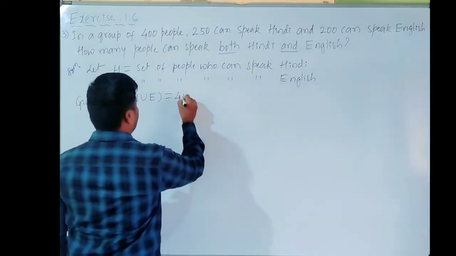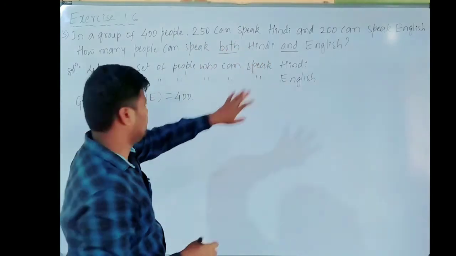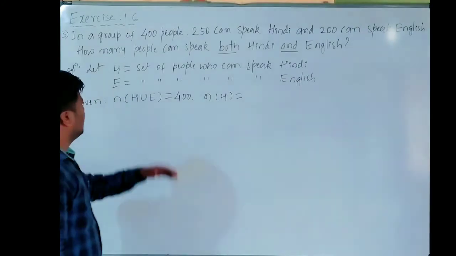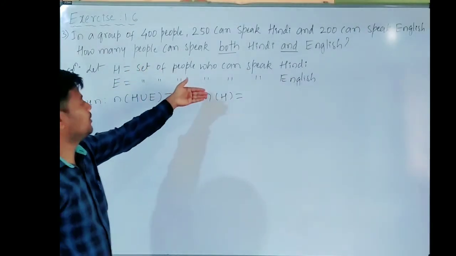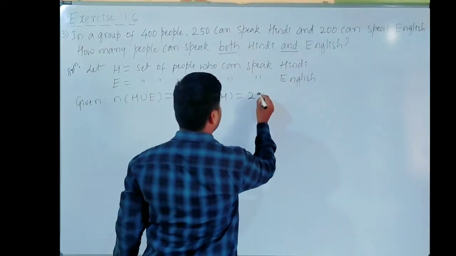This is 400. And 250 can speak Hindi. Number of elements in set H. H means a set of people who can speak Hindi. How many people are there who can speak Hindi? That is 250. So n of H is 250.